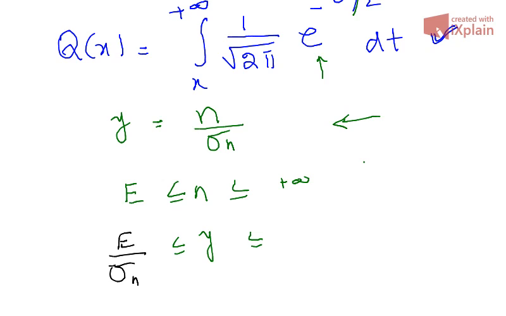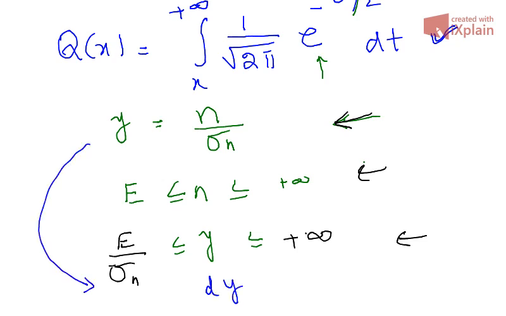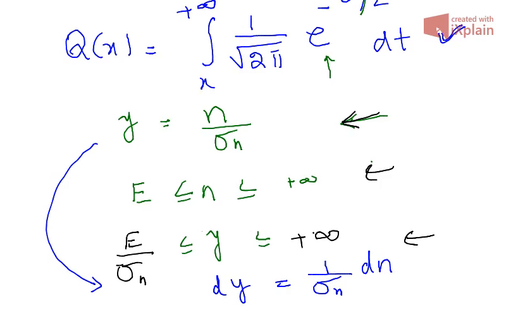And similarly we can say that for n equal to plus infinity, y would also be equal to plus infinity. So these are the limits of y which are taken from the limits of n and this expression. Now we can also write dy from here. We can write dy is equal to 1 over sigma n dn, right? So we would use these values.